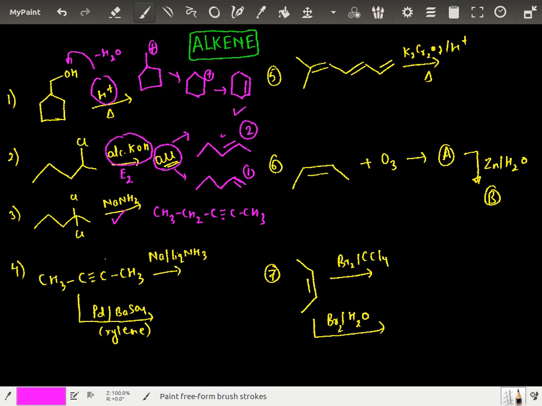Next, these are the two examples of partial hydrogenation of alkynes. First is the Birch reduction, in which we get the trans isomer as the major product. So in this case, we will get the trans isomer. And the second is the Lindlar's catalyst. In this case, we get the cis isomer.